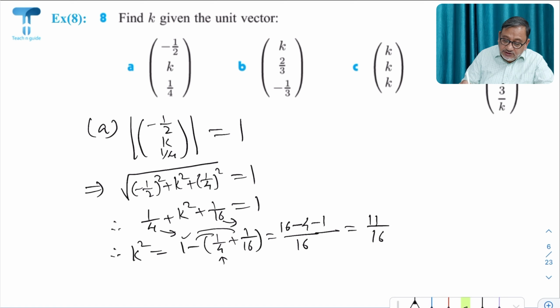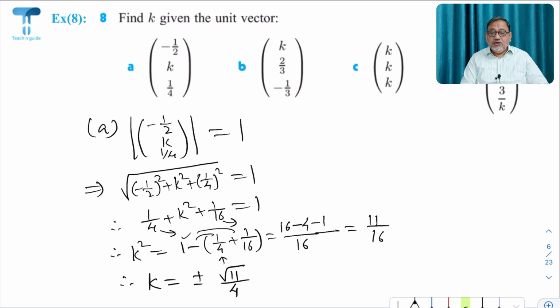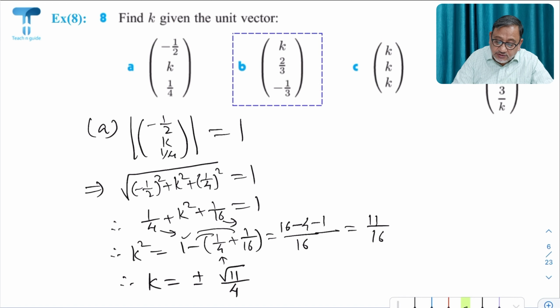So k square is 11 by 16, therefore k is equal to plus minus square root of 11 by 4. Why am I writing plus minus? Because k is the y component, isn't it? So it can be positive, it can be negative. In both the cases it is going to give you the unit vector, right? Now the second part I will copy there on the next page.